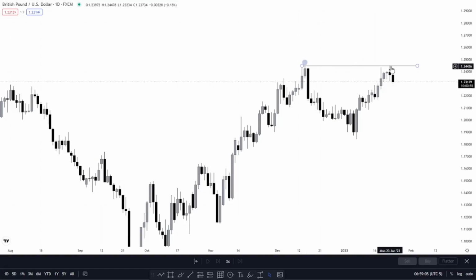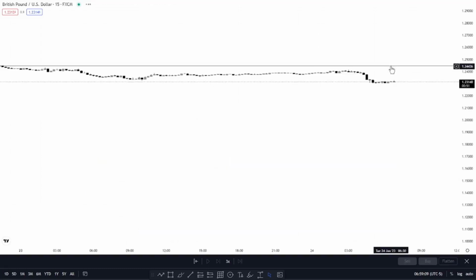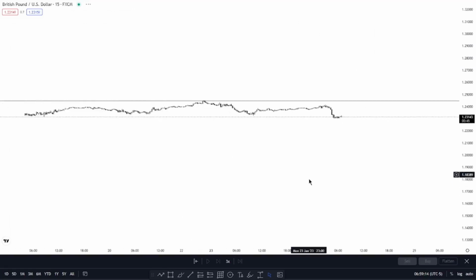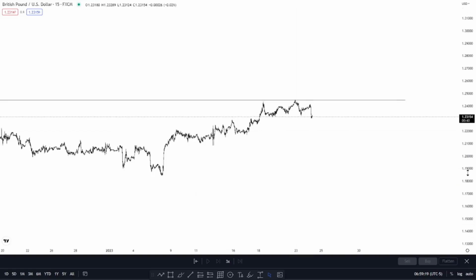Now let us drop to our 15M and see what is happening on our 15M, so that we'll be able to learn from there. Let me zoom out.